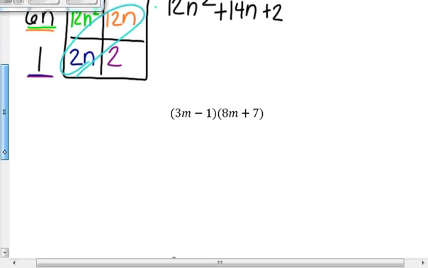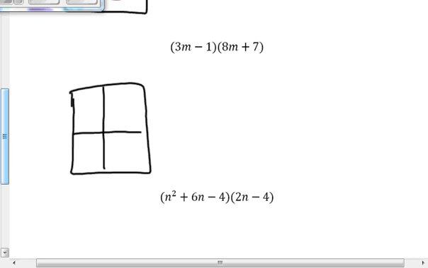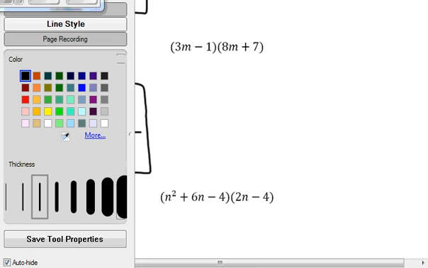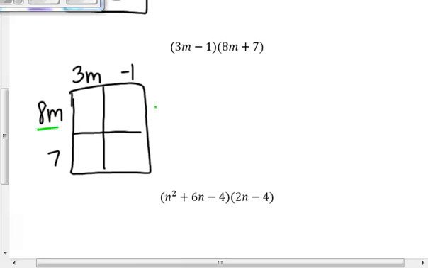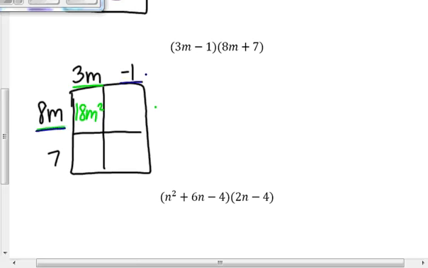So let's look at another problem. We'll do the box method again. Draw your box. We'll do 3m and negative 1 on top, 8m and positive 7 on the side. So again, 3m and 8m, 8 times 3 gives us 24, m times m gives us m squared. Then we do 8m times negative 1, and you get negative 8m.